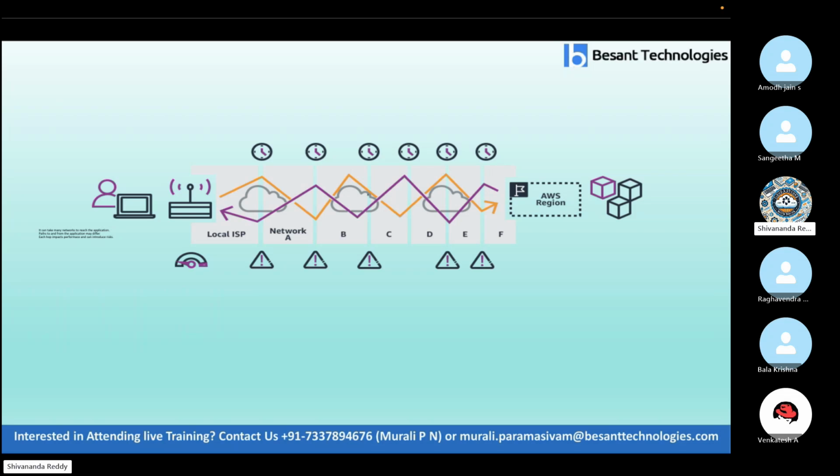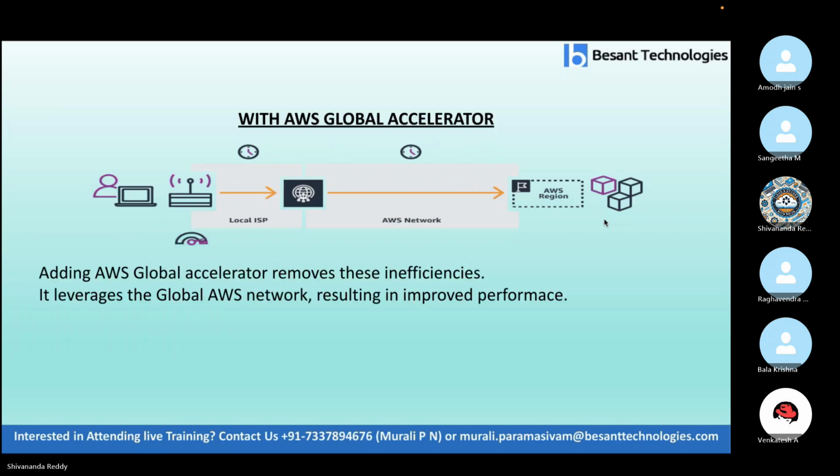Now look at this diagram, where there is no Global Accelerator, only normal infrastructure. Here is your router, then you have a cloud. In the AWS region you hosted the application. Now when end users access your application, they reach it like this, through multiple routers in the cloud. You can see the speed is good only locally, but in between, the cloud networks are very slow. Look at these warning symbols. When it reaches the AWS server, it takes a longer time to respond.